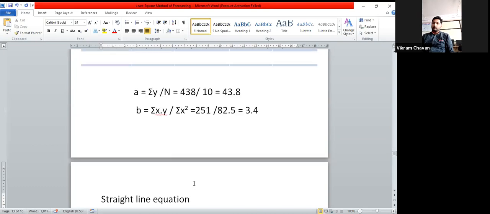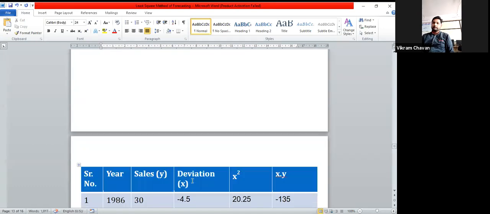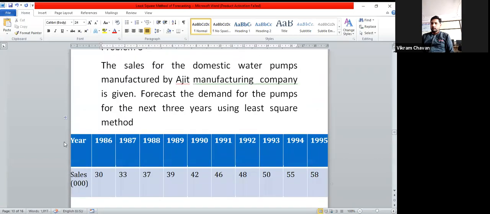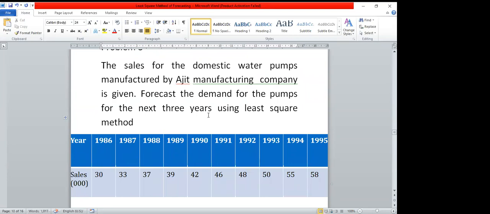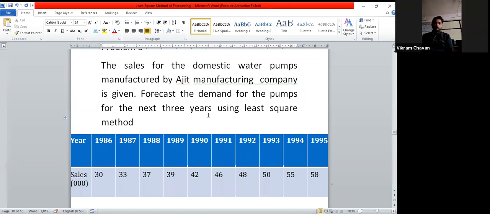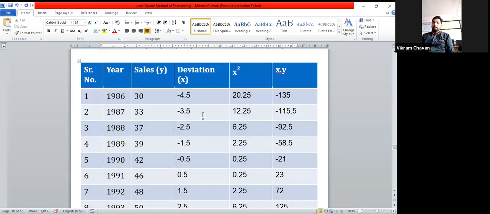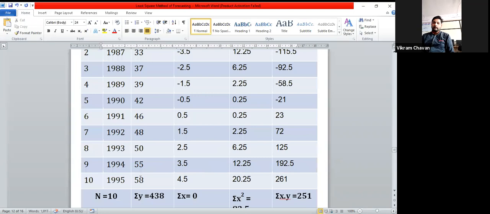Now, what is our question actually? We need to see that. The question is, we have to calculate the demand for the pump for the next 3 years. So this is our question. What did we require? We required the deviation for the next 3 years.